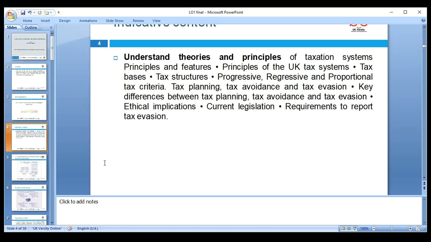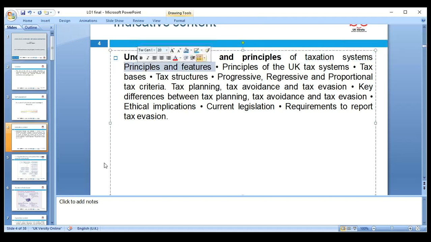Always good to reflect. So we have key terms today. The terminology we're supposed to learn: taxation system, features, principles of the UK tax system, tax base, tax structure, progressive tax, regressive tax, proportional tax, tax planning, tax avoidance, and current legislation, which we'll cover in the tax planning lesson. I hope you already know most of them.